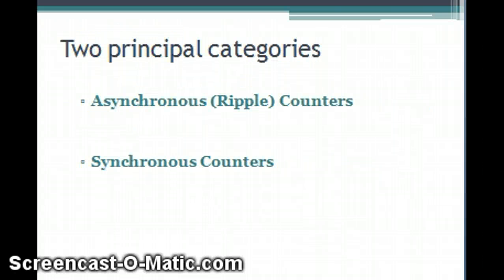Counters are divided into two categories: asynchronous or ripple counters and synchronous counters. In a synchronous counter, all the flip-flops get a common clock input, which is an external clock pulse. In an asynchronous counter, only one flip-flop will receive the external clock pulse. Every other flip-flop receives the Q or the Q bar of a previous flip-flop as the clock input.